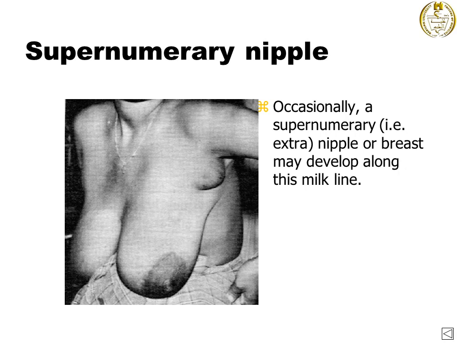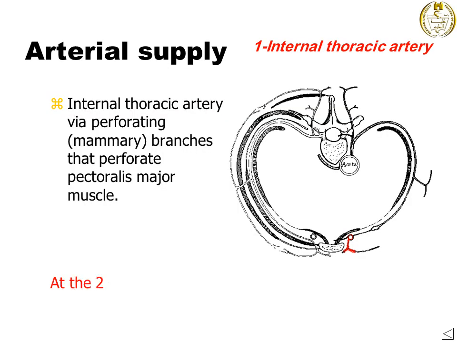Occasionally, a supernumerary nipple or extra breast tissue may develop along the milk line. In this figure, a nipple or areolar type under the axillary region is secreting milk.